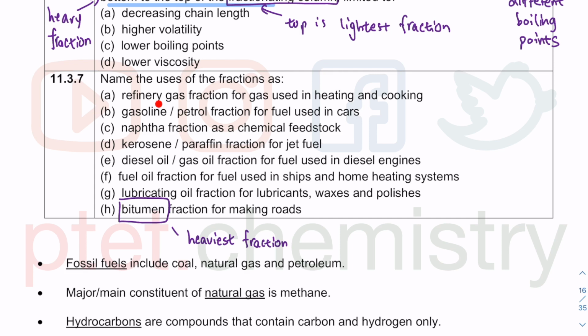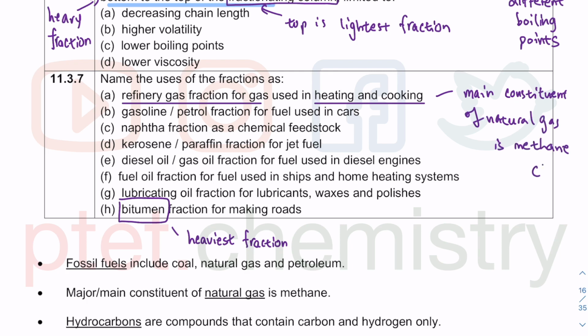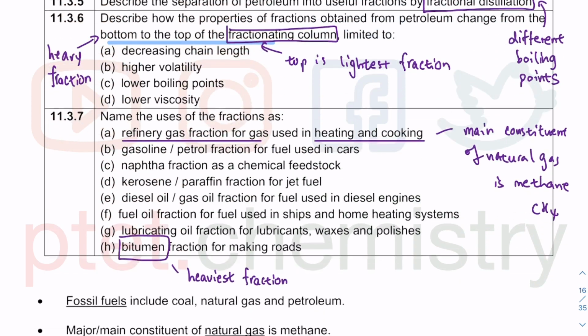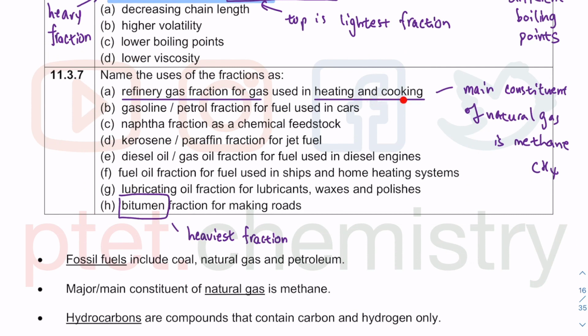And then the gases are going to be the lightest. So they will float all the way to the top of the fractionating column. This is about the refinery gas fraction for gas. We use it for heating homes as well as for cooking at home. Remember that the main constituent of natural gas is what you call methane, and that was as stated in the syllabus previously. So I'm just going to move up a little bit. Name methane as the main constituent of natural gas. This refinery gas fraction used in heating and cooking mainly consists of methane.